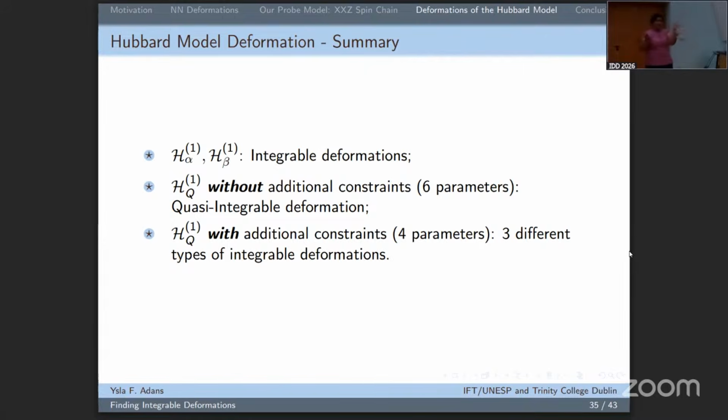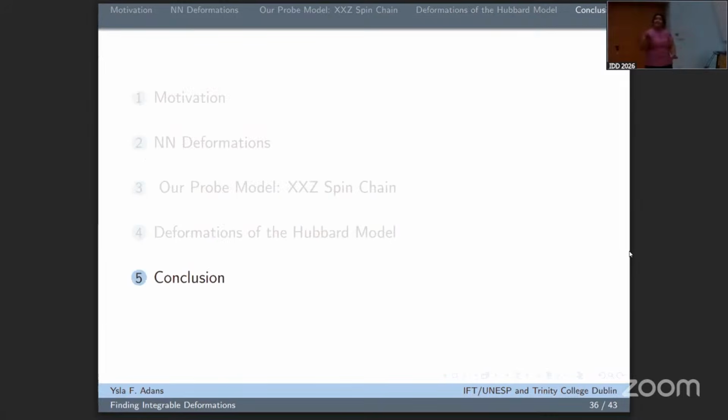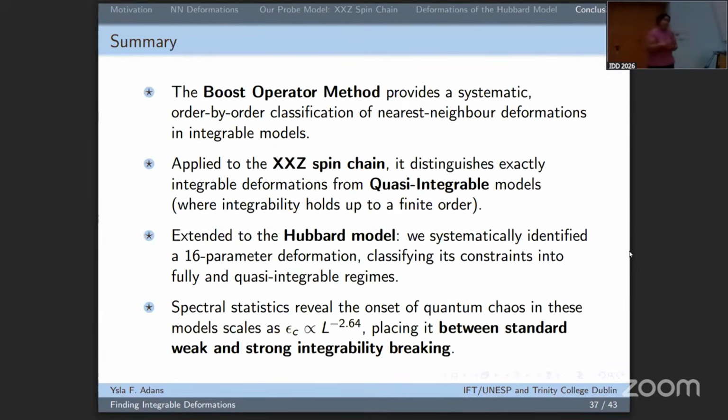Also, there are second order deformations that I'm not showing here because they would take like 3 or 4 slides. But in the end, what you get is that this boost is really a nice thing that you can use to classify these integrable deformations, because you take a problem that is very difficult and split it into others, which is a thing we usually do in physics. And with this, you can find, for example, these quasi-integrable models that have new physics for the XXZ spin chain. You can even work with models with a huge number of parameters like the Hubbard model. And when you study this, you can really see that this quasi-integrable deformation is something that is between the weak and the strong integrability breaking.